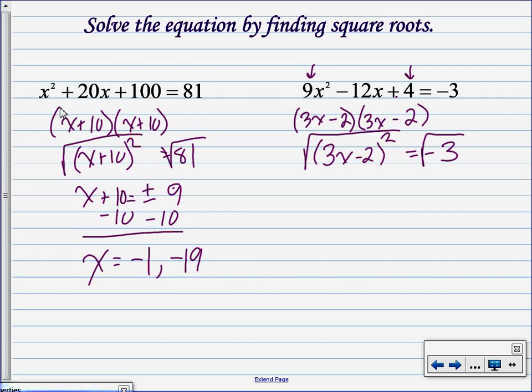Okay, what's 2 times 3? And 3 times 2? And 6 plus 6 is? Okay. Any other questions?